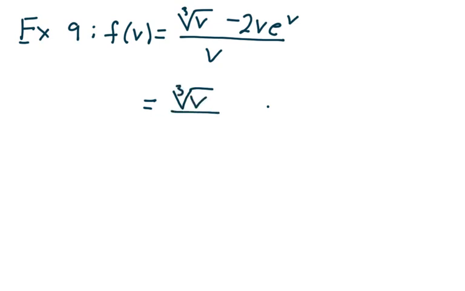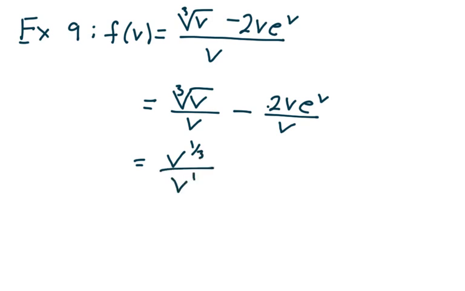So I have cube root of v over v minus 2v e^v divided by v. But this is v^(1/3) over v^1, minus, the v's go, and you have 2e^v, which is v^(-2/3) - 2e^v. Now, from here, we could take the derivative comfortably.